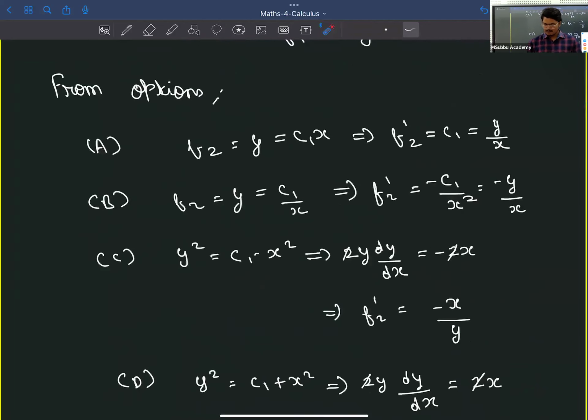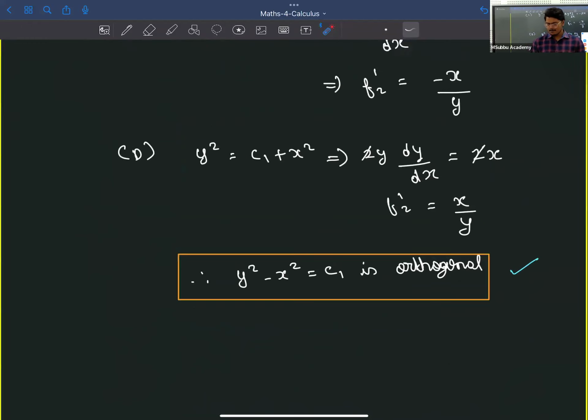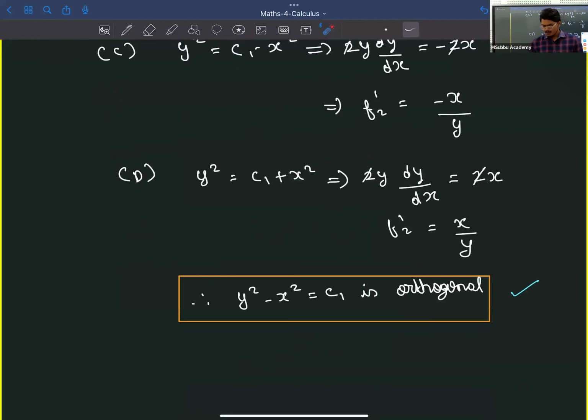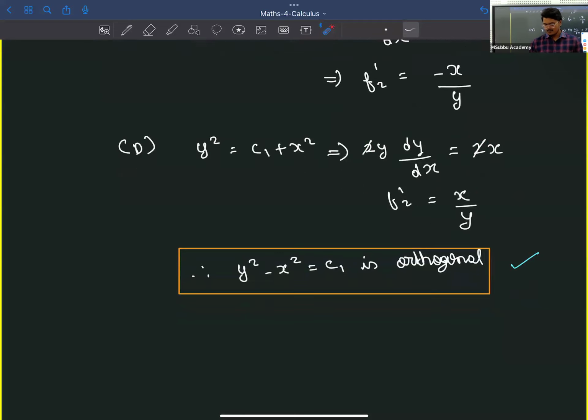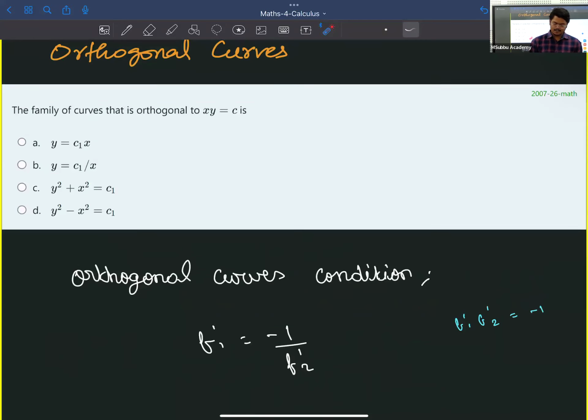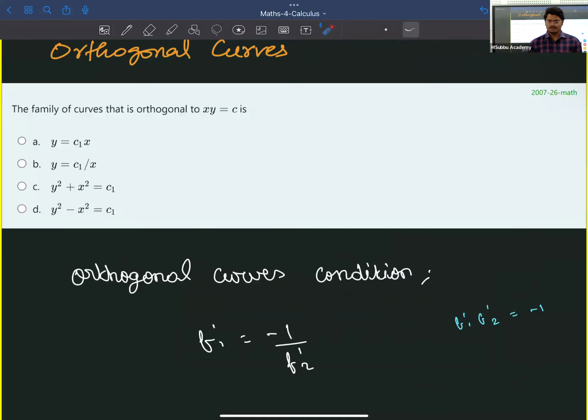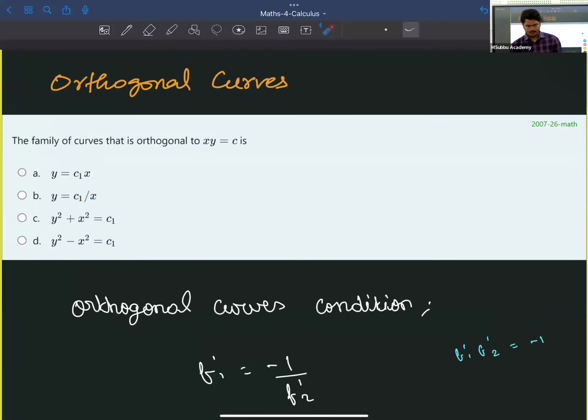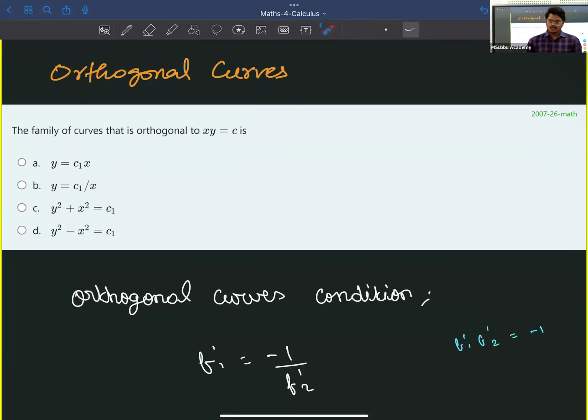So the term which we have is y square equals c1 plus x square. Again, in the same way, differentiating: 2y into dy by dx equals 2x, the 2 gets cancelled, and f2 dash will be x by y. So the curve y square minus x square equals c1 is orthogonal to this curve. Okay, this is the question based on the orthogonal property. If you have any doubts, you can just ask me.